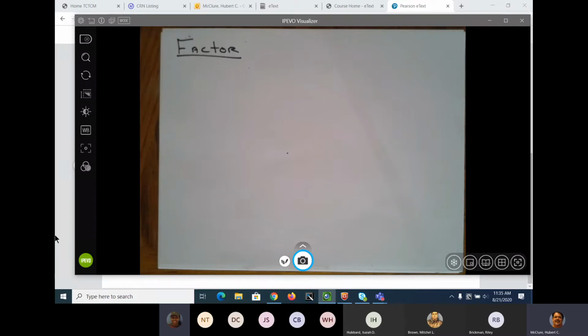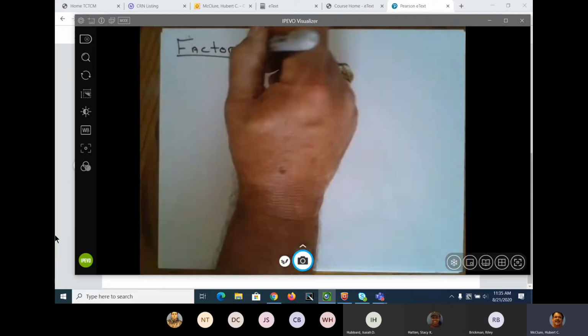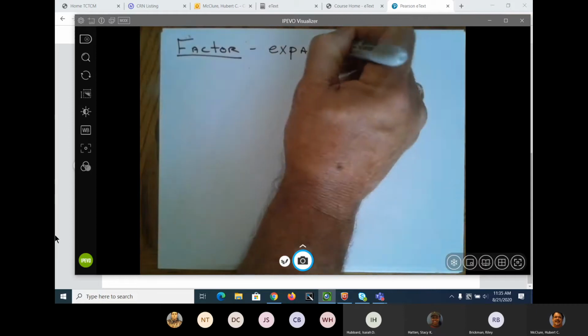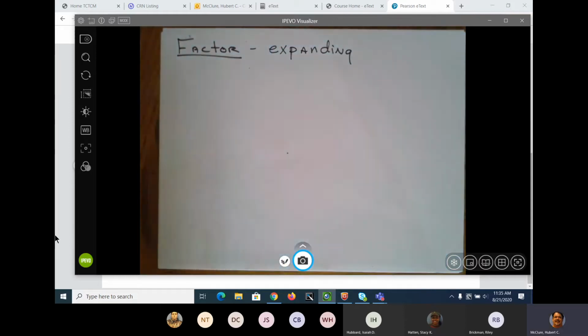Numbers that multiply together. Okay, good. That's good. A factor is, and you can take the word factor and add an S to it, and that's your factors. That's the numbers that you multiply together. Now, when I say factor without an S, that means that I'm expanding. Okay? Without an S, it's expanding. With an S, it means the numbers that make up the number. Okay, let me give you an example.